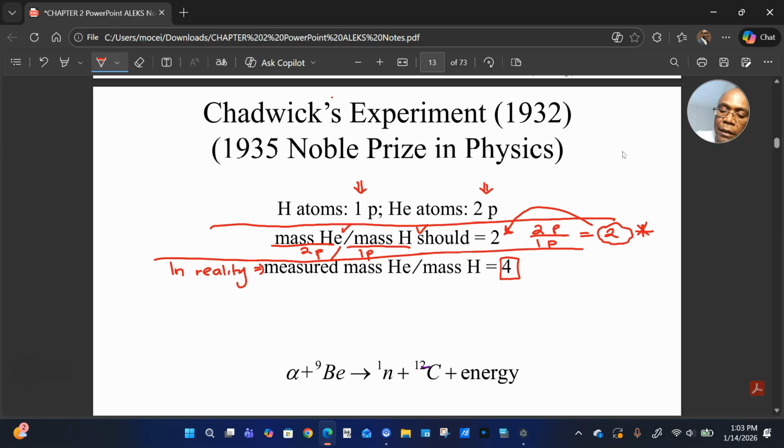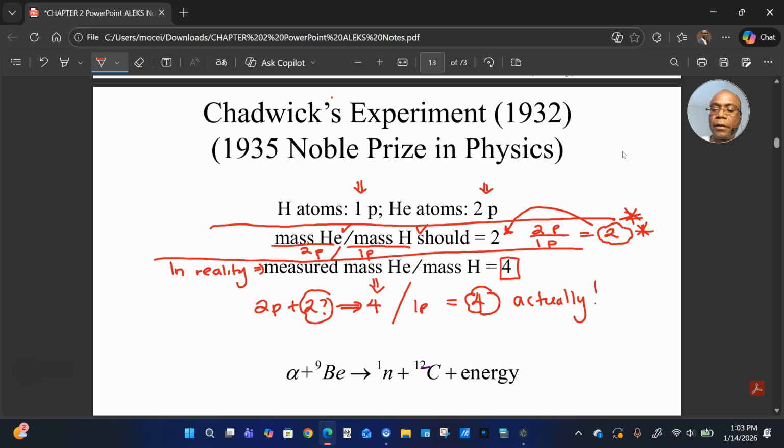So there was a need to find what is making helium have a mass of 4 while hydrogen just keeps it as 1, to give the ratio of 4 in actual sense. The ratio is not 2 as determined by mathematics. So currently we know that in the mass of 4 in helium, we have 2 protons, so there are 2 more subatomic particles not accounted for in helium. What are those? That was the need to discover a neutron.